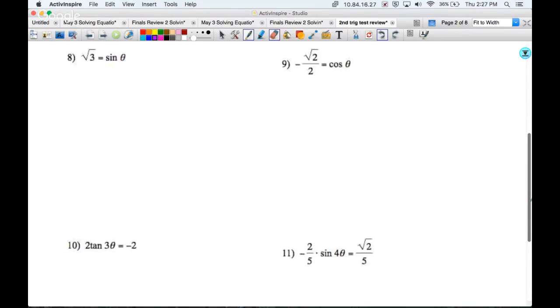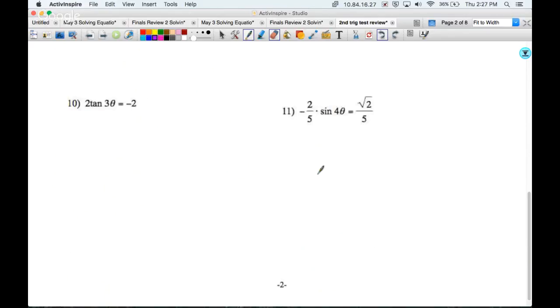Is there a difficult one? Maybe 10. In 10, we've got some more operations, so we just have to undo them. I'll divide both sides by 2 to get started. I have tangent of 3 theta equals -1. Take the inverse tangent of both sides. And now I've got 3 theta equals the inverse tangent of -1.